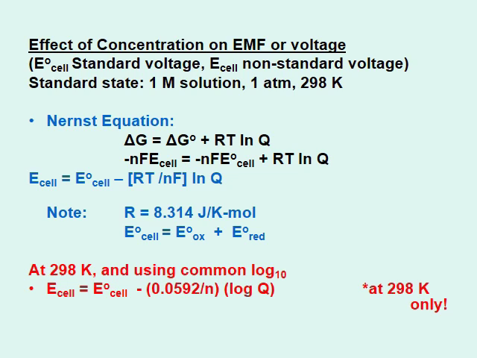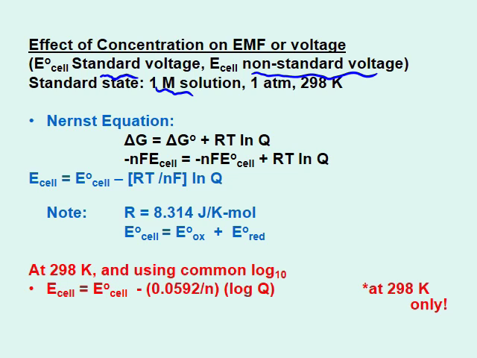Now we're going to discuss the effect of concentration on EMF or cell voltage. E0 cell, again, I wanted to remind you, stands for standard voltage. And E cell, when there is no superscript 0, means non-standard voltage. That means you can have any pressure. It doesn't have to be 1 atmospheric pressure. To be in a standard state, if we are dealing with a solution, it has to be a 1 molar solution.